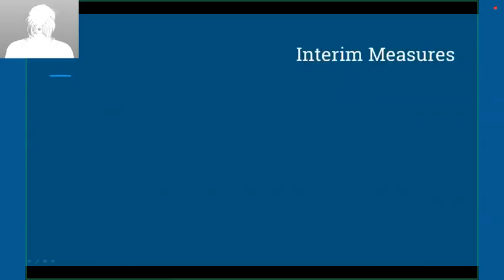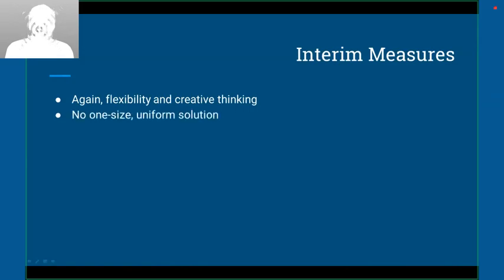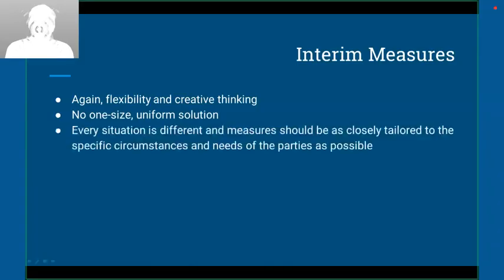So a final closing thing about interim measures. Again, interim measures are things that a school can do during a process or once it's received a report to support students. So again, flexibility and creative thinking is really important. There is no one-size uniform solution. Every student is different, and their circumstances and needs are always going to differ, and sometimes for the same student from semester to semester. So interim measures should be as closely tailored to the specific circumstances and needs of the party as possible. You really can't just use a one-size uniform solution and expect that it will work well for everyone.